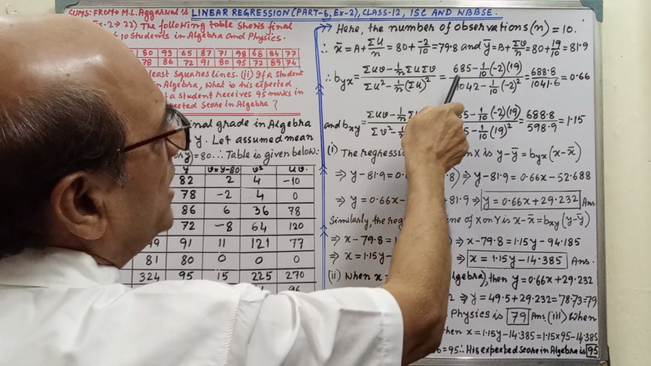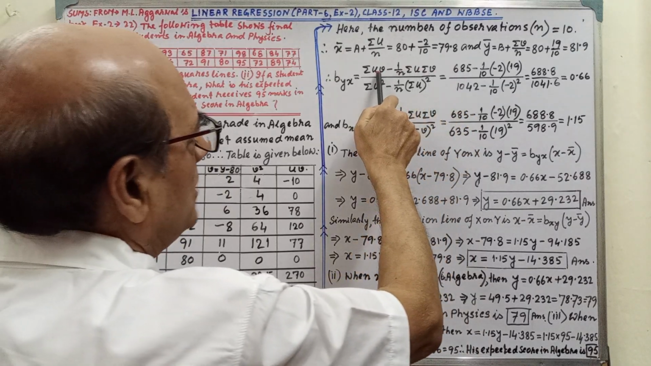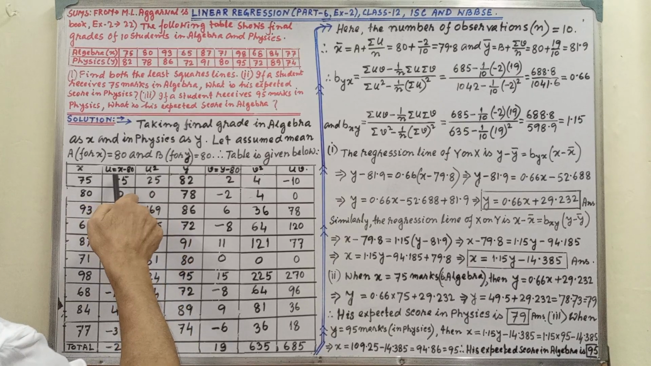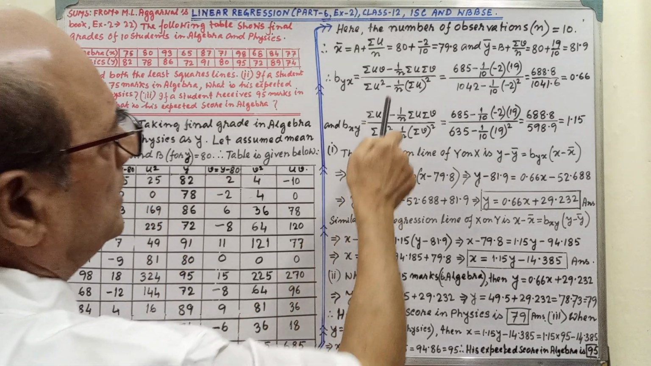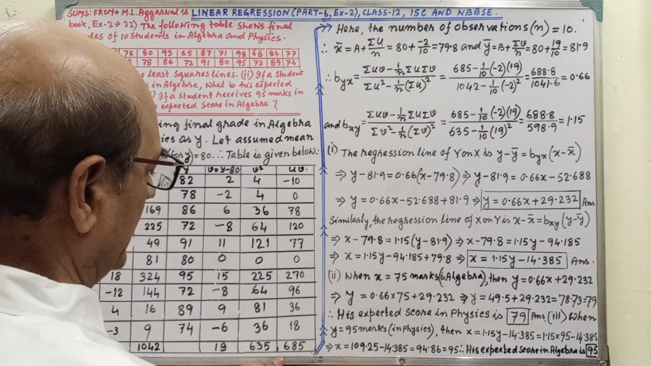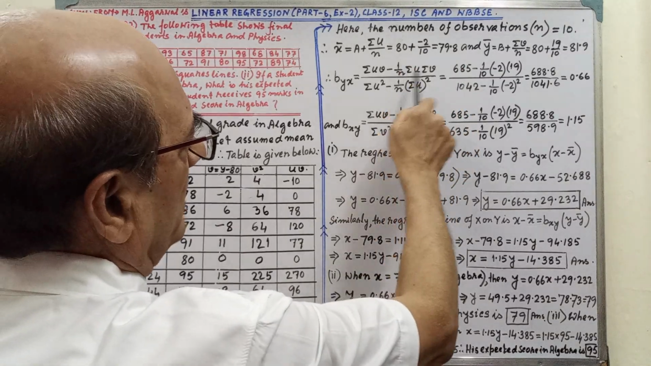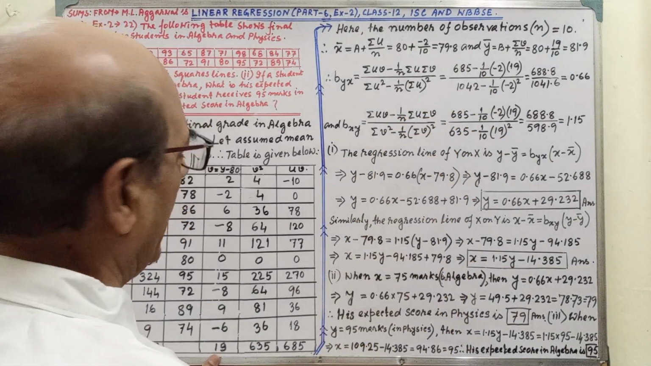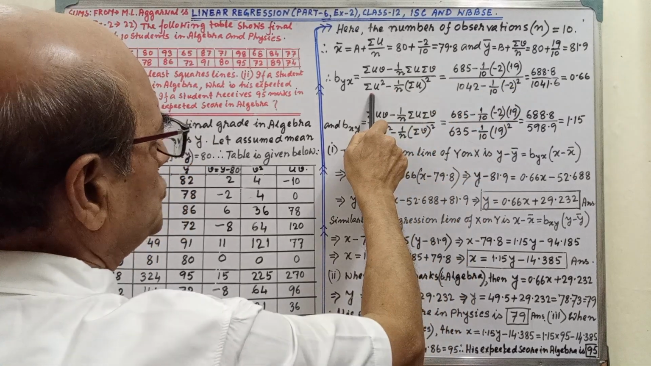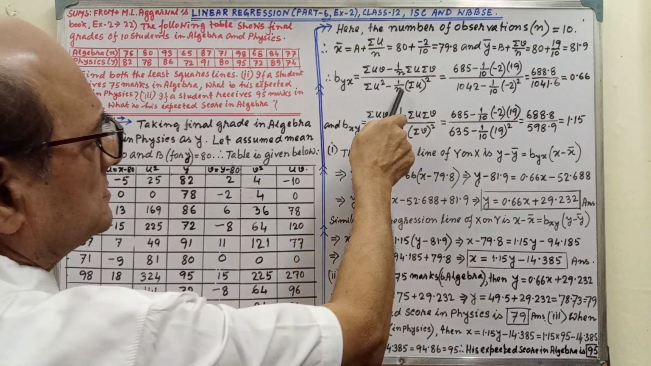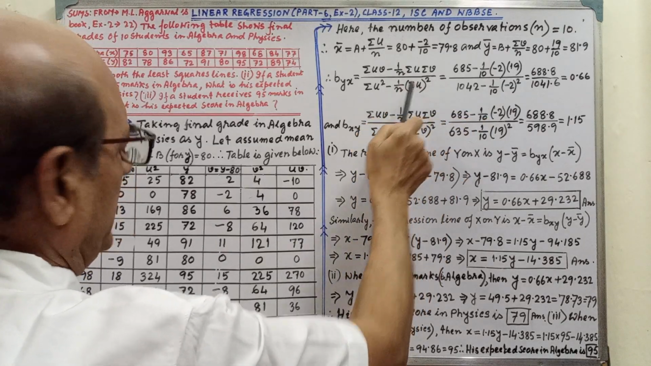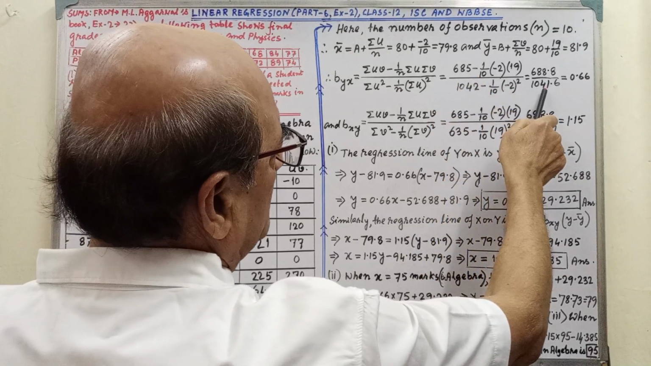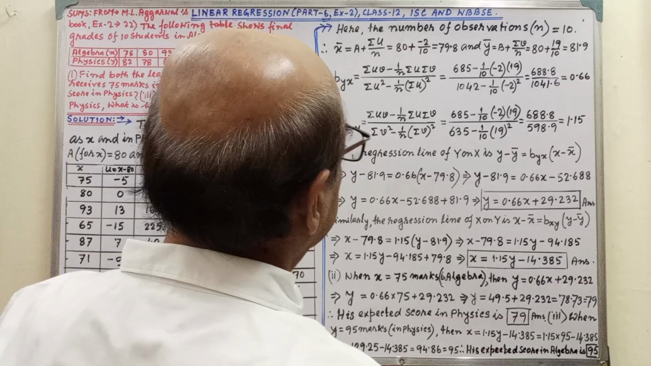After writing the formula, we have to write the relevant values. Value of sigma UV, sorry, that is 685, 1 by n, that is 1 by 10, value of u, that is -2, and value of v, that is 19, and sigma u square, that is 1048, 1 by 10, and u is -2, so -2 whole square. After putting the relevant values, then by simplifying we are getting 0.66.